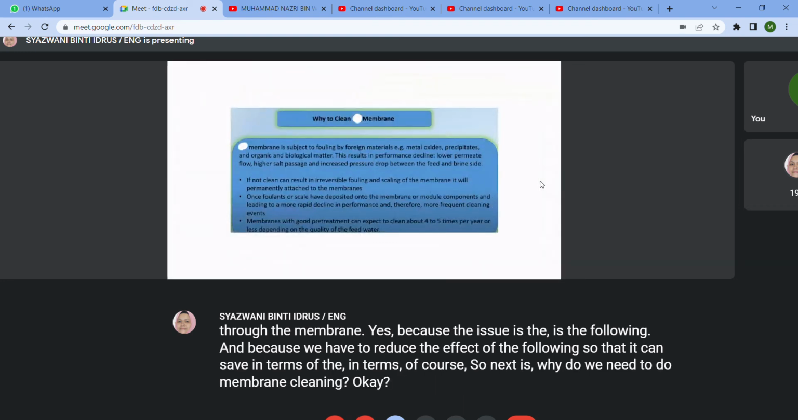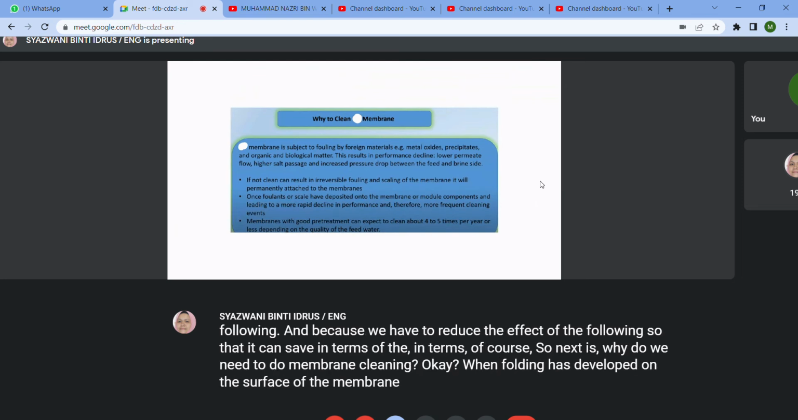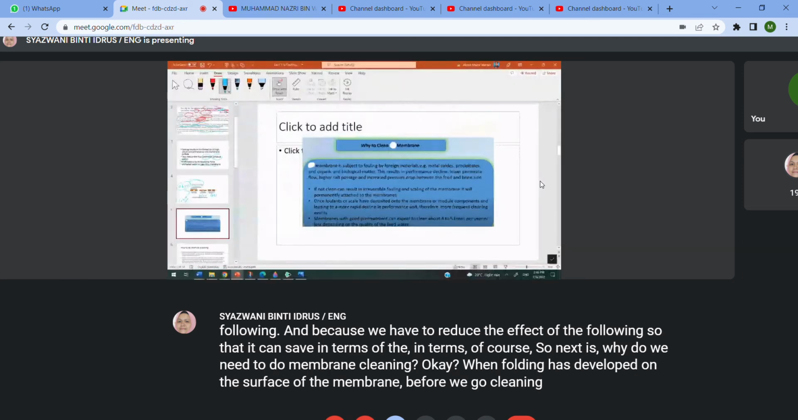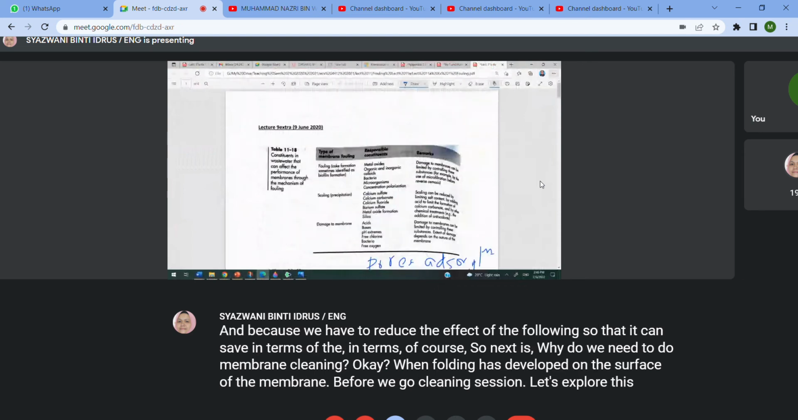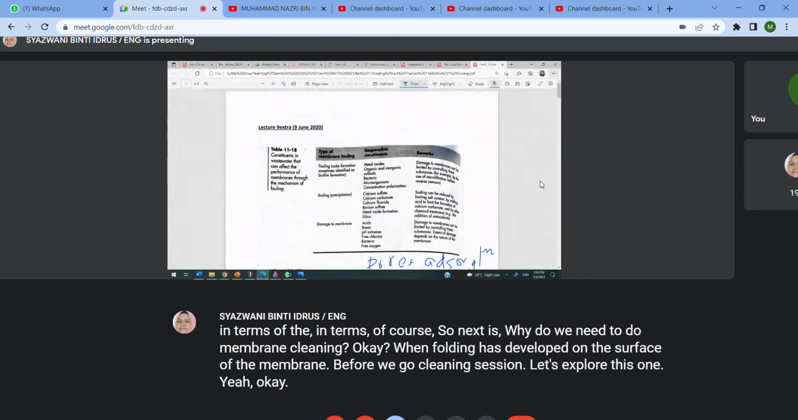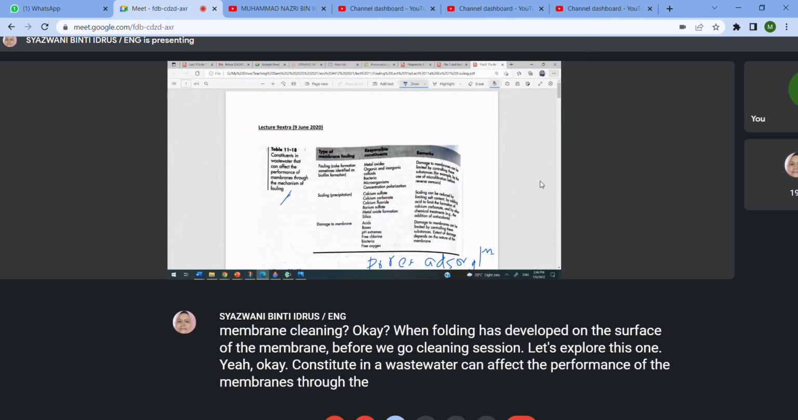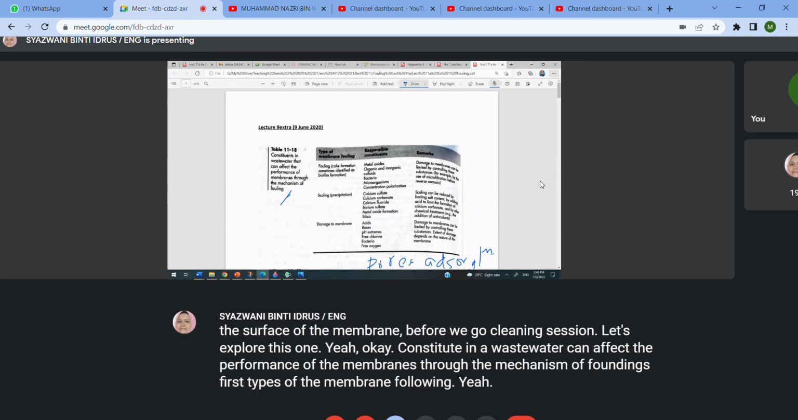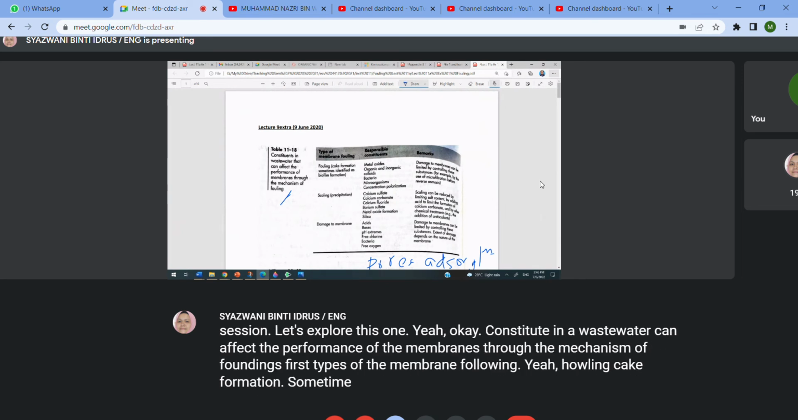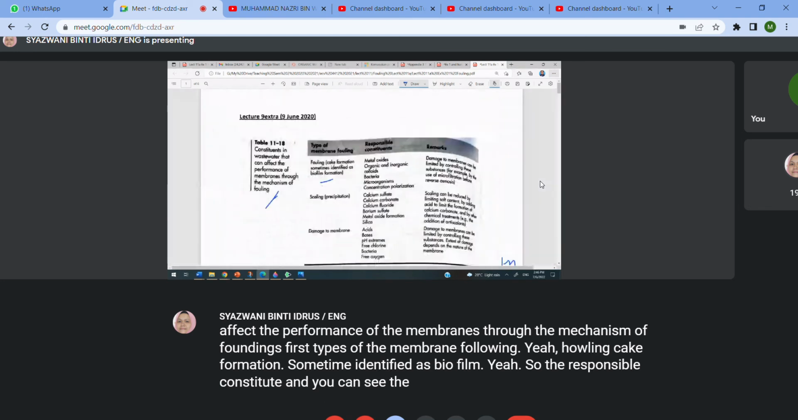When fouling has developed on the surface of the membrane, before we go to the cleaning section, let's explore this one. Constituents in wastewater can affect the performance of the membranes through the mechanism of fouling. The first type of membrane fouling is cake formation, sometimes identified as biofilm. So you can see the responsible constituents.